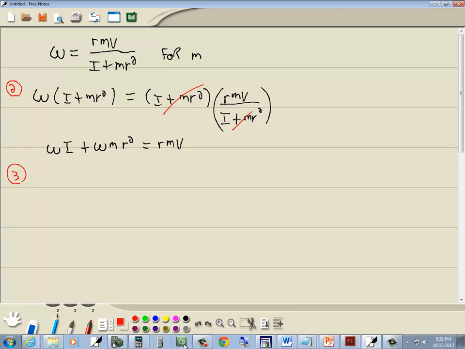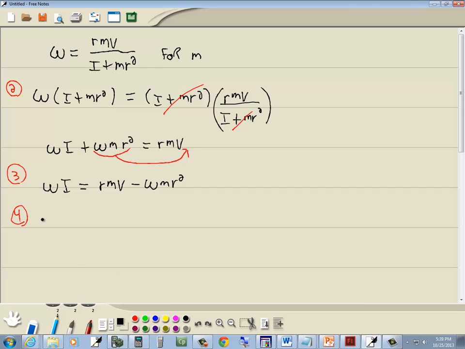Step 3, get everything with the variable we're solving for on one side, everything else on the other side. We're solving for M as in Mary, so I'm going to get everything with M on one side and everything else on the other side. So I'm going to take this omega MR squared to the right side. So I'll have omega I is equal to RMV minus omega MR squared. Remember, when you take anything across your equals, your sign changes.